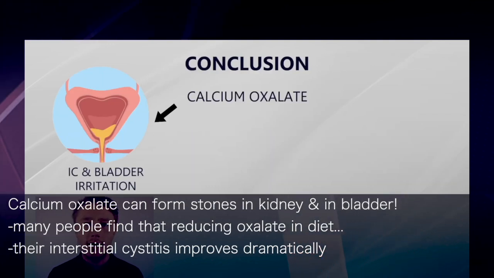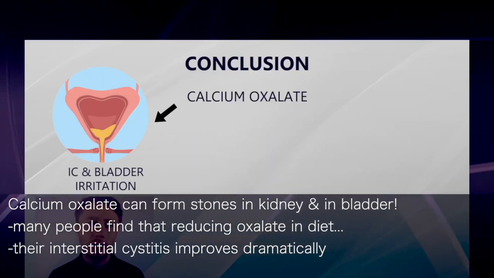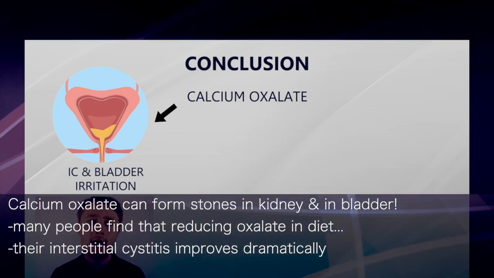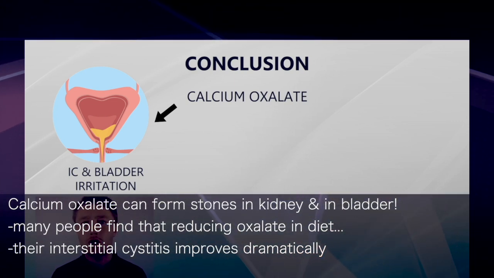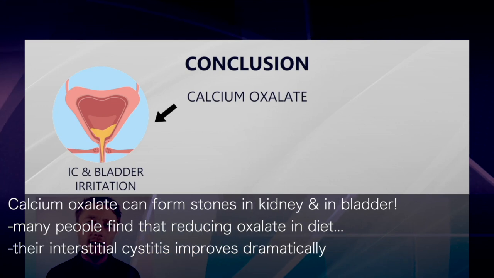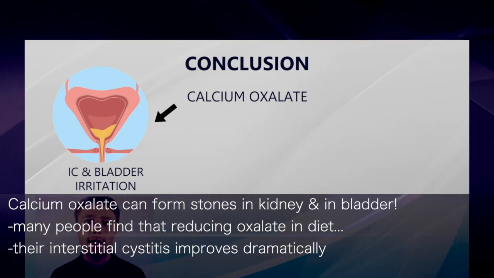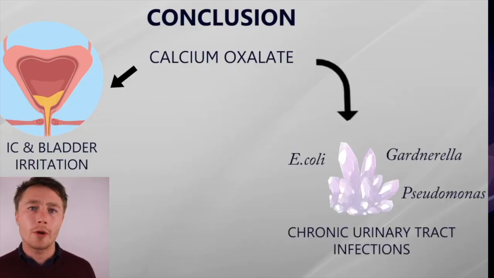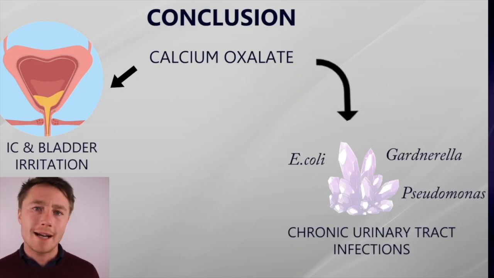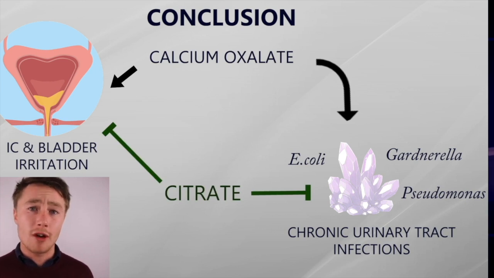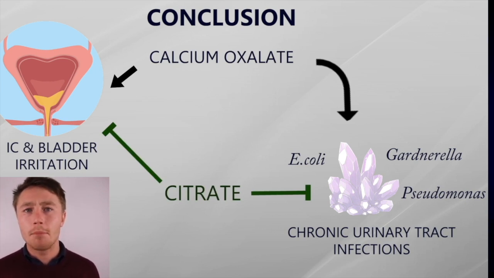Calcium oxalate can form stones in the kidneys, but it can also form stones in the bladder. And many people actually find that when they reduce oxalate in the diet, their interstitial cystitis improves drastically. Furthermore, oxalate can also act as houses for bacteria, somewhere to adhere to and essentially proliferate from. And so the use of urinary alkalizers have been shown to have great benefit in urinary tract infections, and part of this may actually be due to their ability to dissolve calcium oxalate crystals.